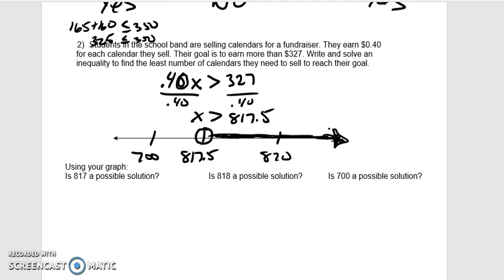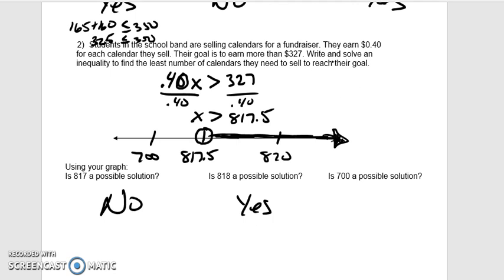Now let's be honest here, ladies and gentlemen. Can you sell half a subscription? Is only half a magazine going to come? Yeah, no. So we do need to interpret. So is 817 a possible solution? Again, just go to your picture there. No, it's to the left of 817. So that's a no. It's not on the shaded portion. Is 818 a possible solution? Yeah, it is there. All right. So actually, 818 is the minimum amount there.